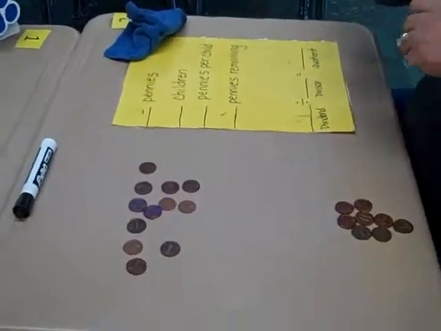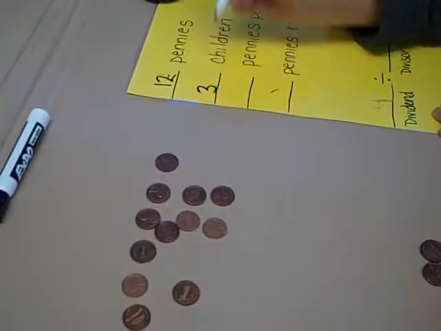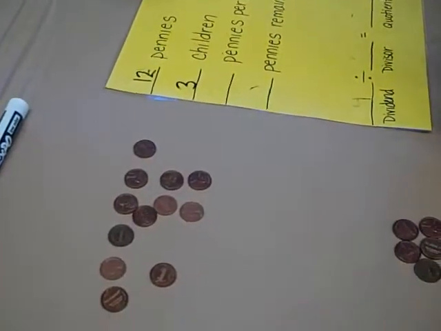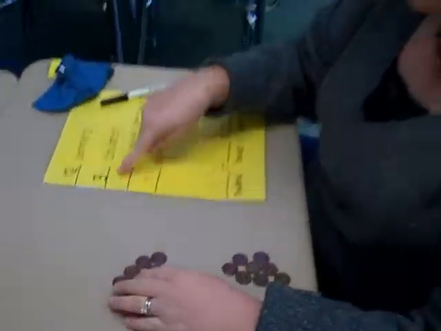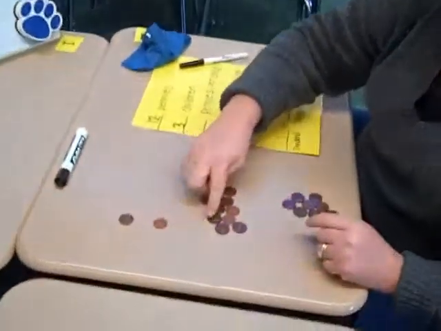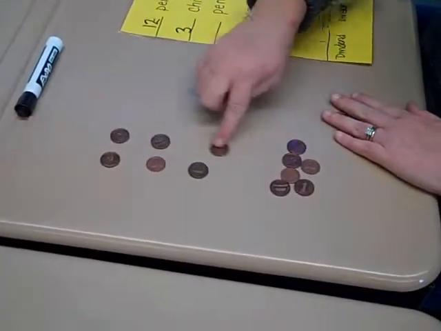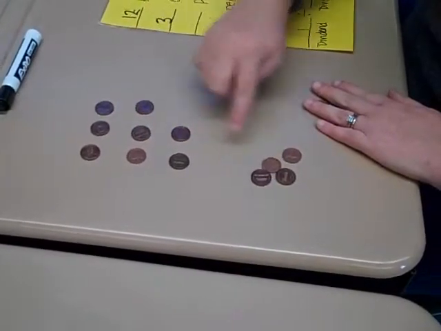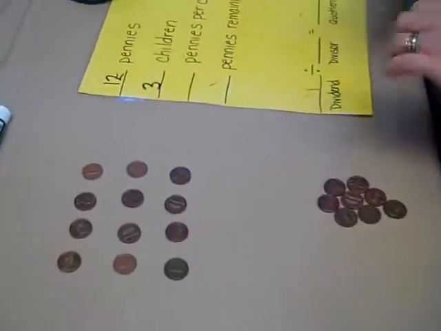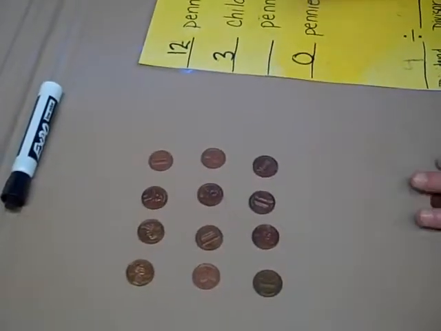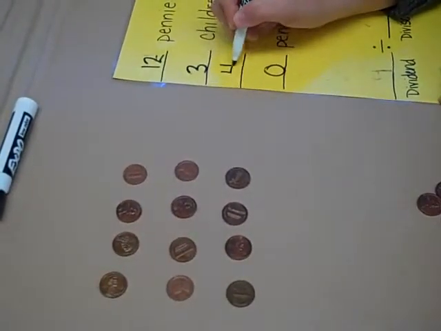So we know that we start with 12 pennies. Okay, we have 3 children. We still want to know how many pennies per child and if there are any pennies remaining. So we know that in our array we're going to have 3 rows for the 3 children. 1, 2, 3. And we're going to fill up our rows. 4, 5, 6, 7, 8, 9, 10, 11, 12. So we know that we didn't have any pennies remaining. Okay, we also had 1, 2, 3, 4 pennies in each row.